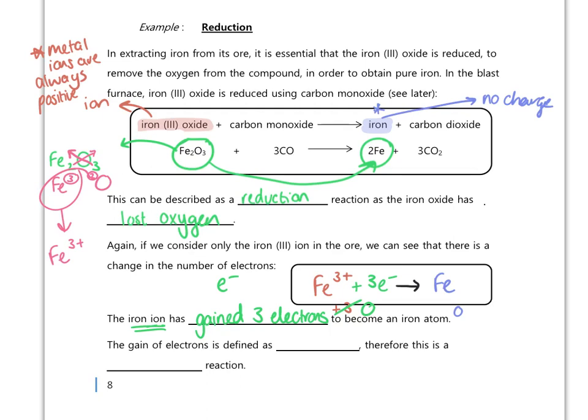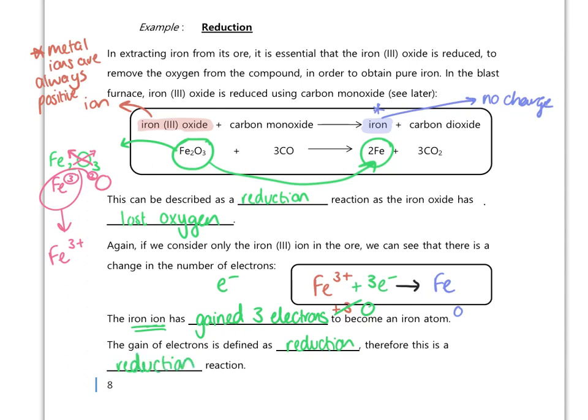And remember, we want to be as specific as we can, so we need to say it has gained 3 electrons. So specify the number of electrons that it has gained. So the iron ion has gained 3 electrons to become an iron atom. We say then that the gain of electrons is defined as, well, is this oxidation or is it reduction? So remember, OIL RIG, oxidation is loss, reduction is gain. So the gain of electrons is defined as reduction. Therefore, this is a reduction reaction.